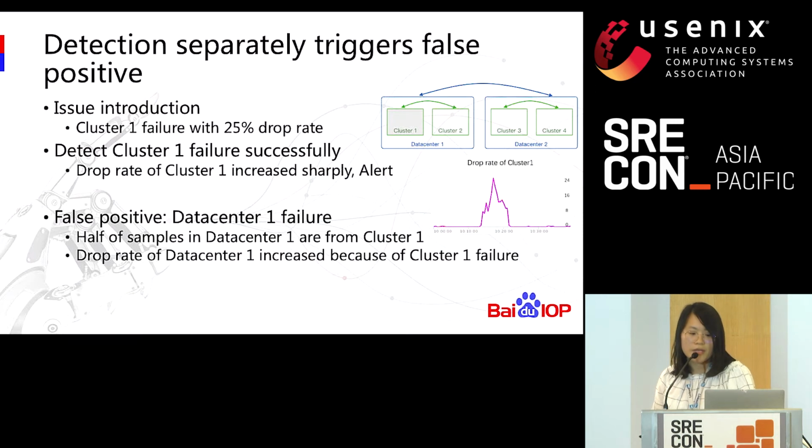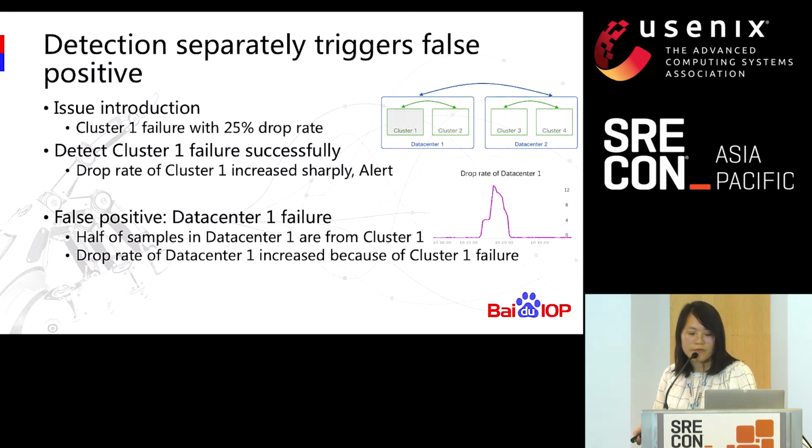Here is the real network case, cluster 1 failure with 25% drop rate. NetRadar observed the drop rate of cluster 1 increase sharply and sent an alert of cluster 1 failure. But at the meantime, due to half the samples in data center 1 being from cluster 1, NetRadar observed the drop rate of Datacenter 1 increased to 12%. So a false positive of Datacenter 1 failure was sent.